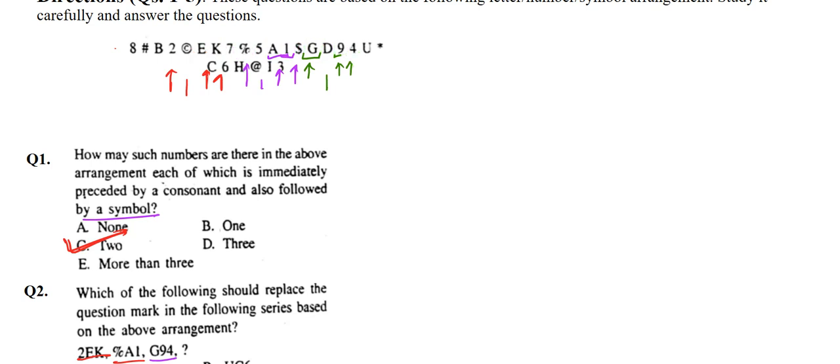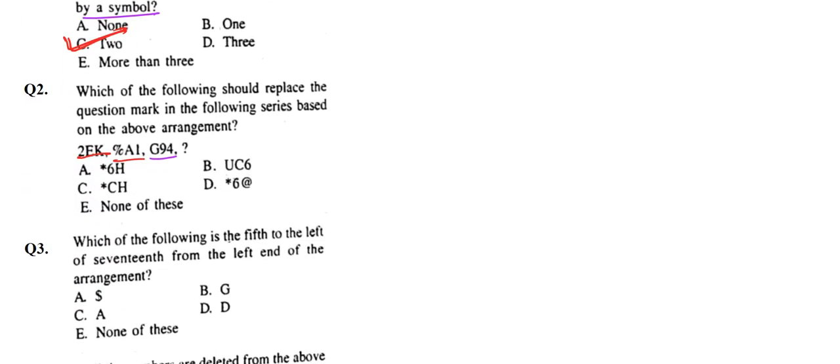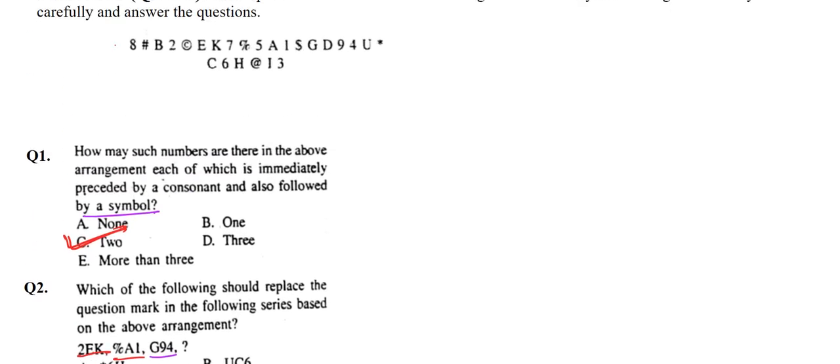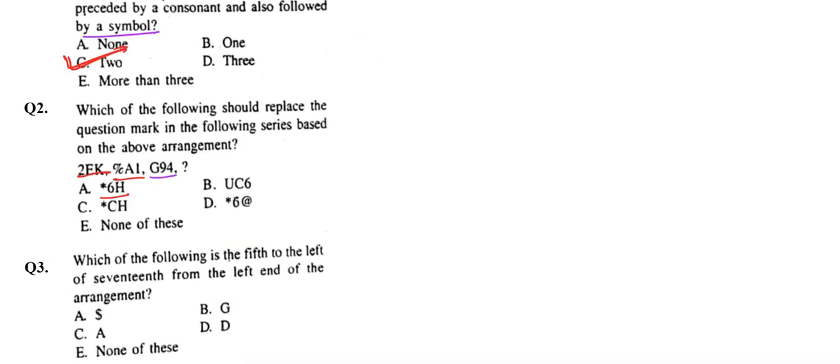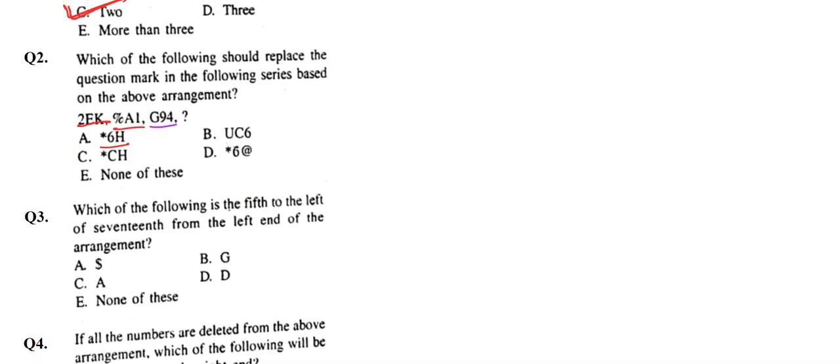So now let's check the options and see which of them follow this criteria. The first option is *6H. Here you can see asterisk, then we have 6, and then we have H. So you can see first, then a gap, then second and third. So our first option becomes the correct option because it follows the same criteria as the given terms. So the first option follows the same criteria.